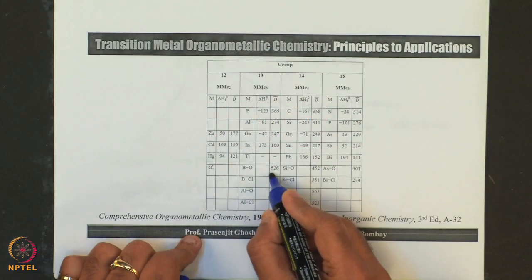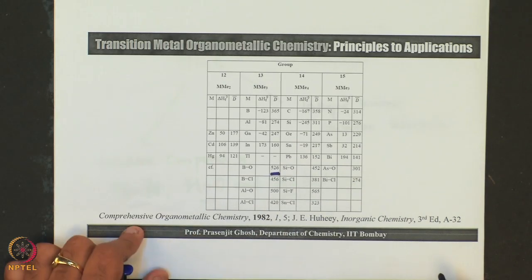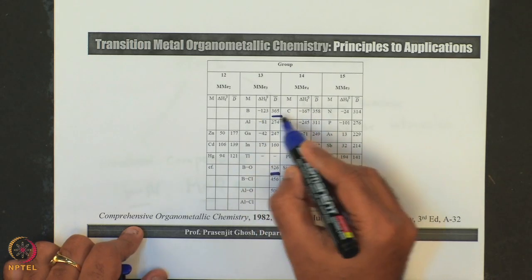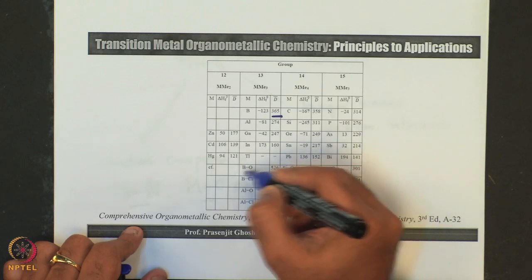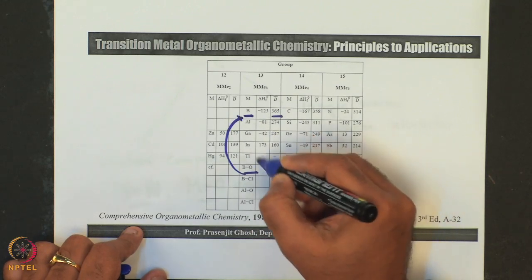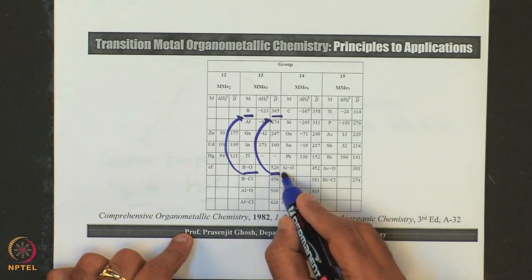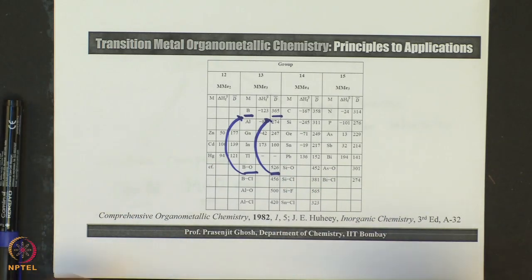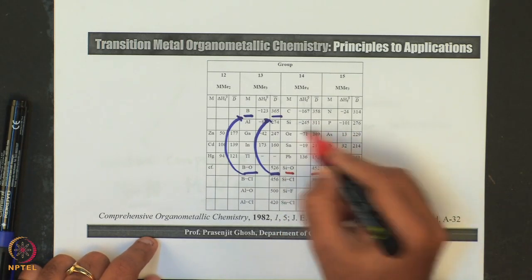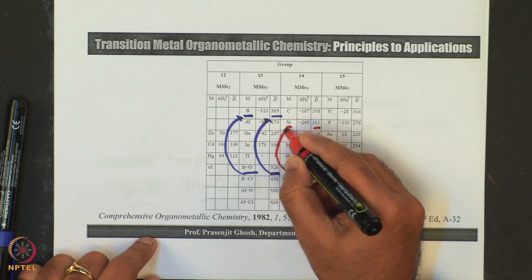the boron oxygen bond is very high, about 526 kilojoules per mole, and the corresponding boron carbon bond is much lower. So, if you go from boron oxygen to boron carbon, we see that there is a decrease. Similarly, if we look at the silicon oxygen bond, which is 452, and then the silicon carbon bond, which is 311, here also we see a decrease.